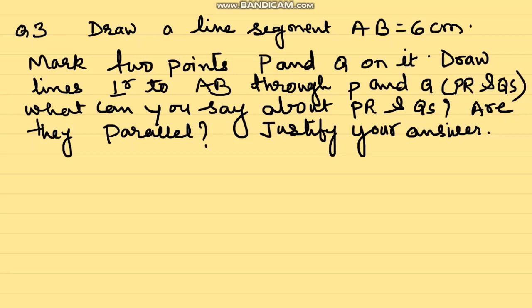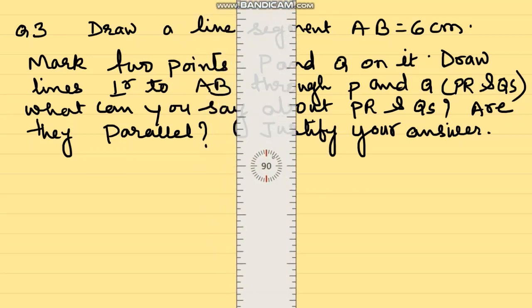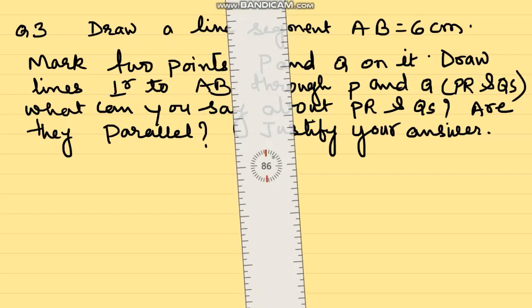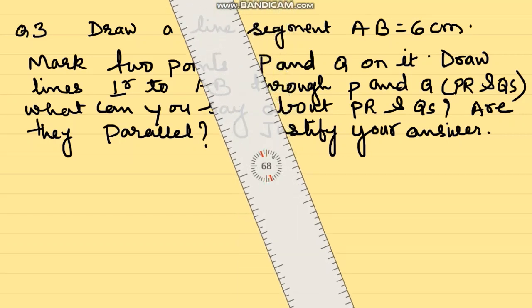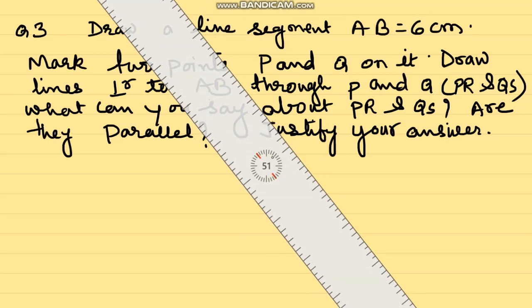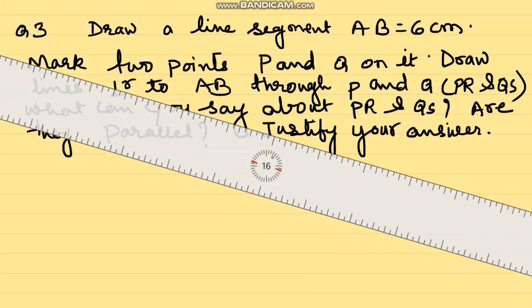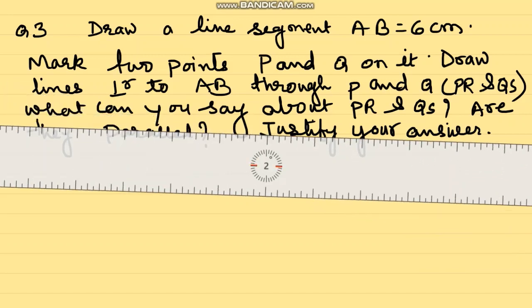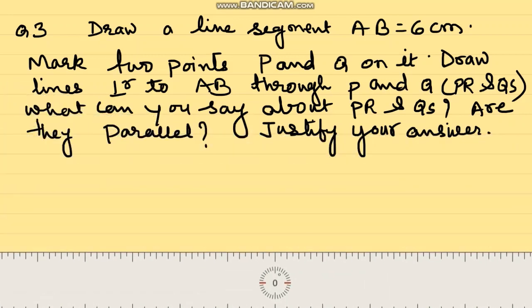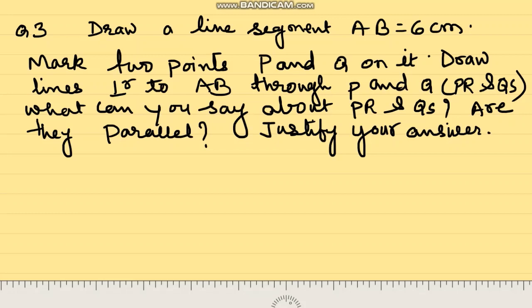Now let us see question number 3. Draw a line segment AB equal to 6 centimeters. First you have to draw a line segment AB which is equal to 6 centimeters. After that, it is written, mark 2 points P and Q on it. You have to mark 2 points P and Q on it. Okay. Draw lines perpendicular to AB through P and Q and name them PR and QS.